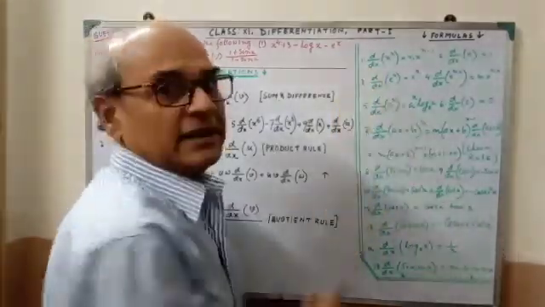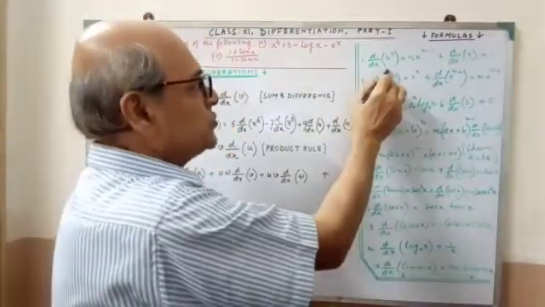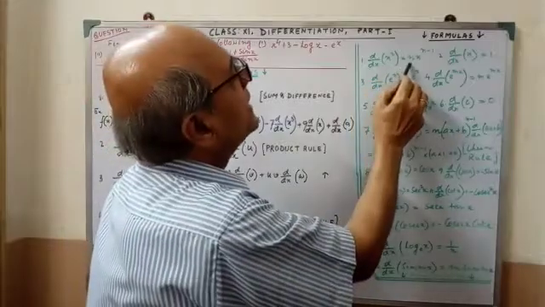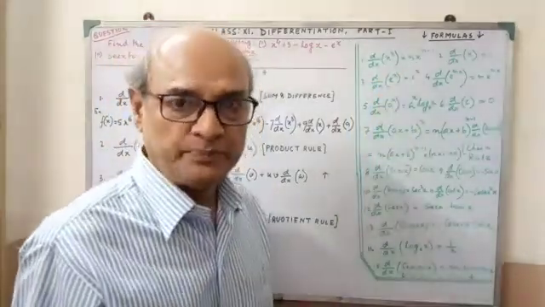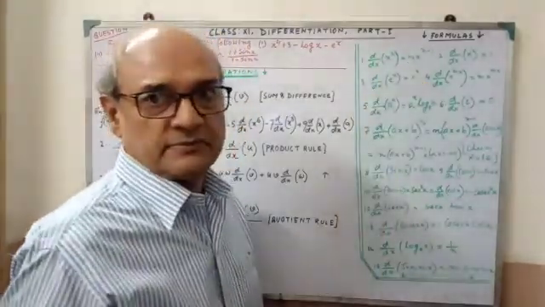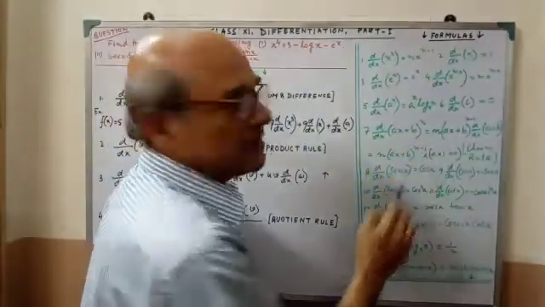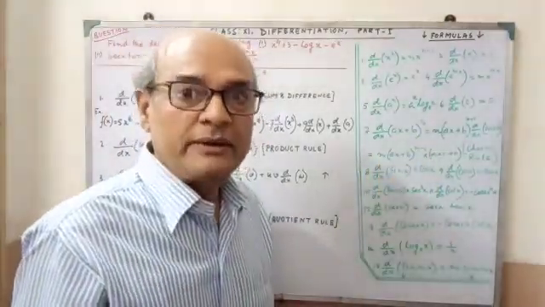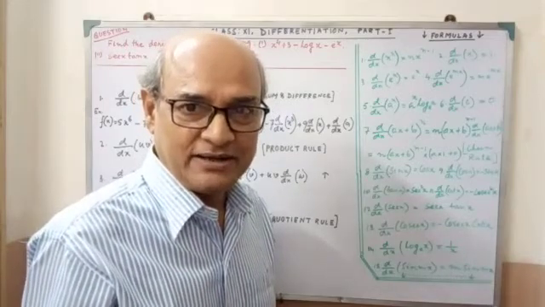d by dx, that is nothing but the symbol of differentiation, and x to the power n, by differentiating x to the power n, the result is n into x to the power n minus 1. This is the result. Algebraic function up to this is given. All you will get in the book. Now if you pay attention, then you will understand the difference.